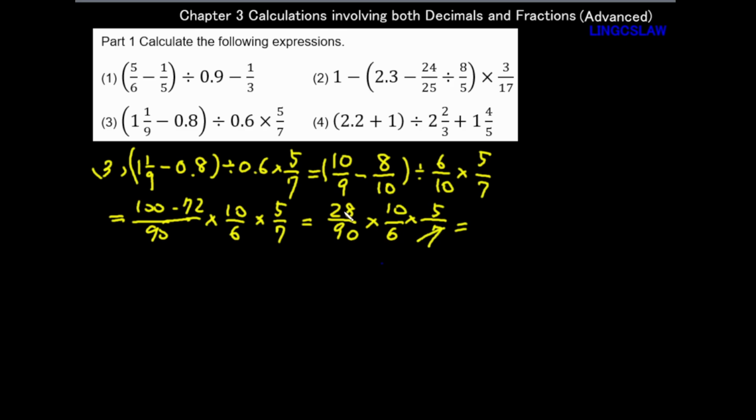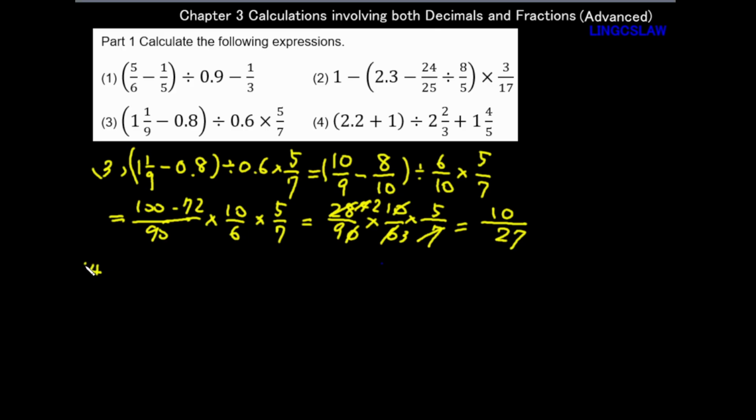7, 4, and okay, and 2, 3, that's it, maybe that's it. So the numerator is 2 times 1 times 5 equals 10, and the denominator is 9 times 3 equals 27. So this is the answer.